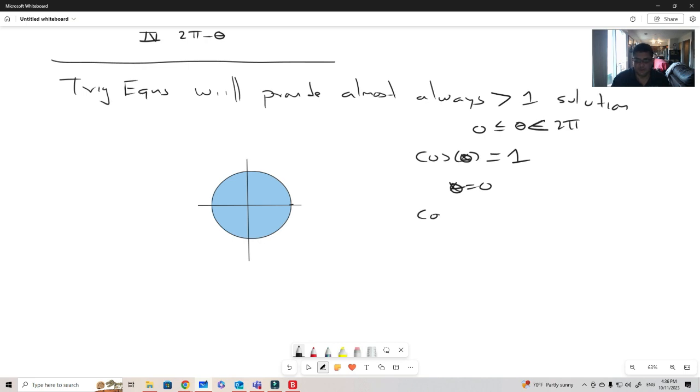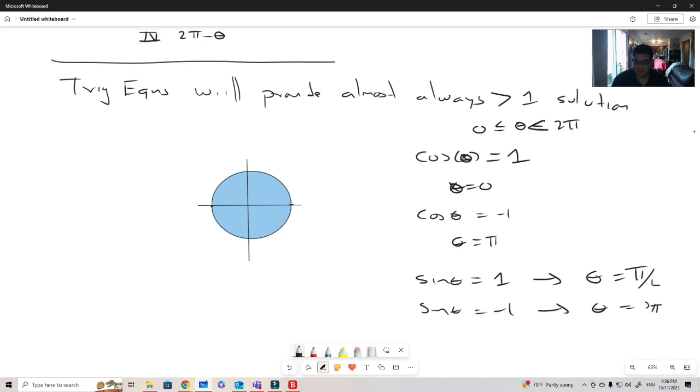Also, of course, if cosine of theta is -1, then theta is equal to pi, and this is the other scenario. And if sine of theta is equal to 1, that implies that theta is pi over 2, and if sine of theta is equal to -1, that implies that theta is 3 pi over 2. So only at this point and this point is where the sine is just going to have one solution.